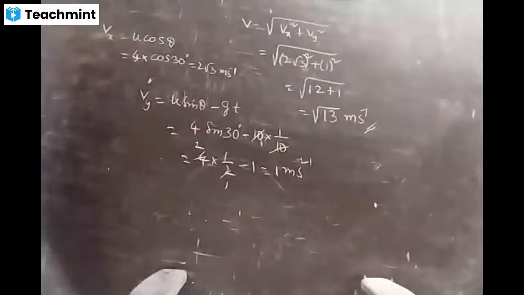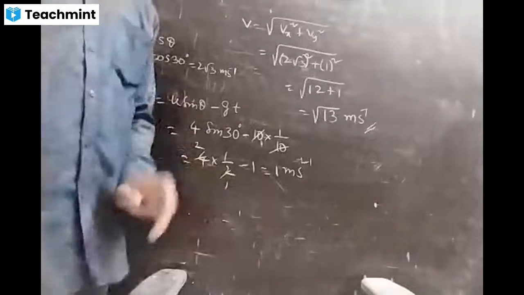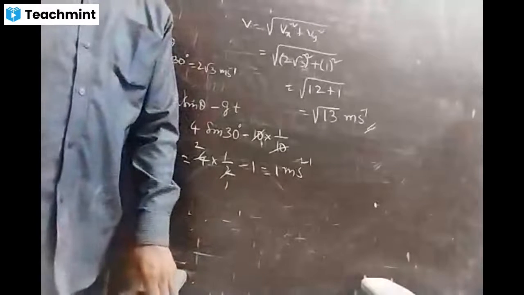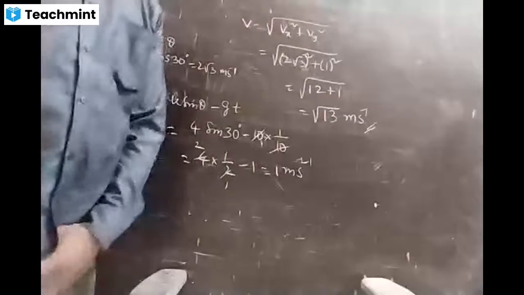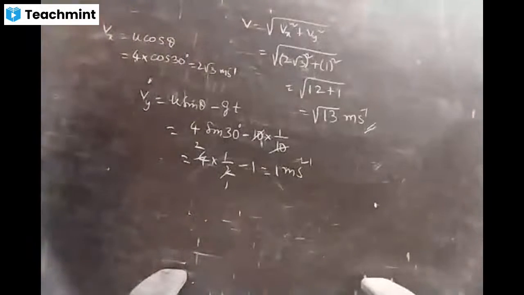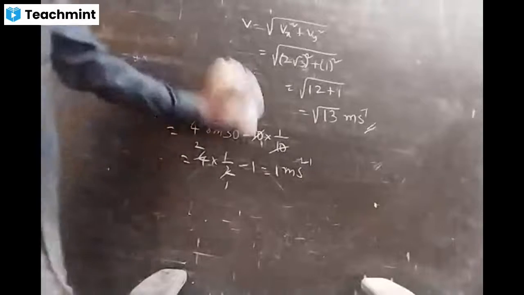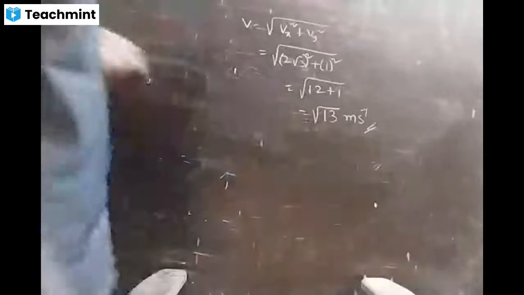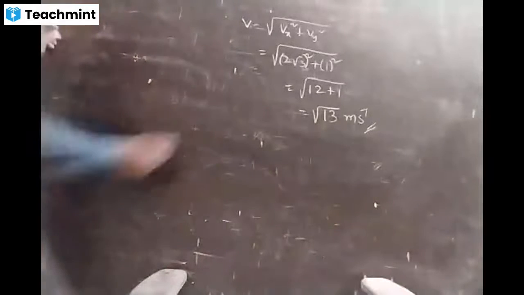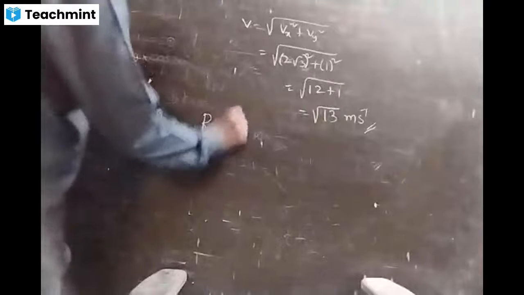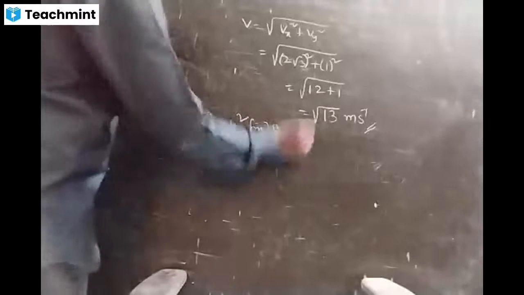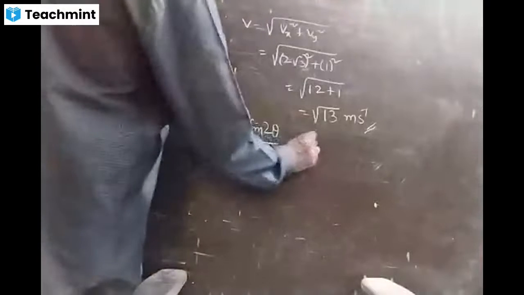Okay. Now I want one more thing from this same question. I have given you only one data in the problem, that is 4 meter per second. I want range also. How can you find out range? U square sin 2 theta upon g. What is your u?